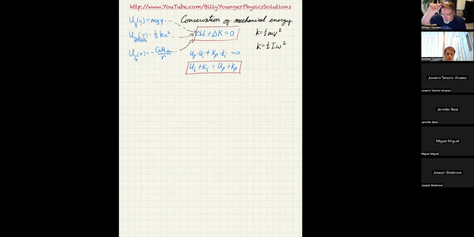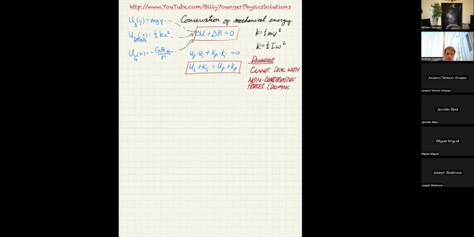Okay. But the downside of these is that they cannot deal with non-conservative forces, what I also call dissipative forces.